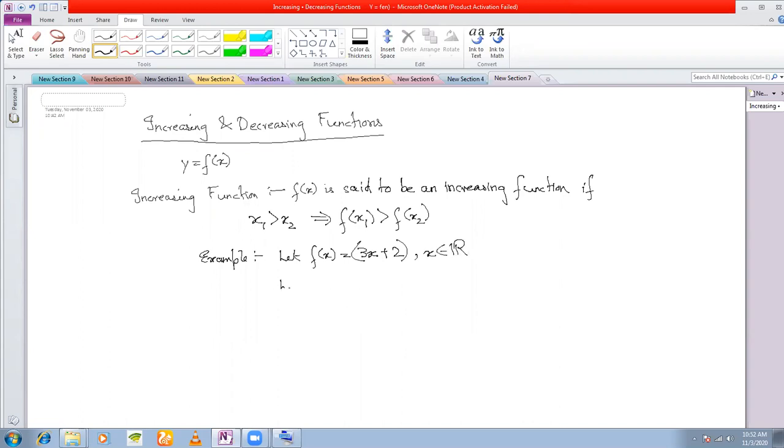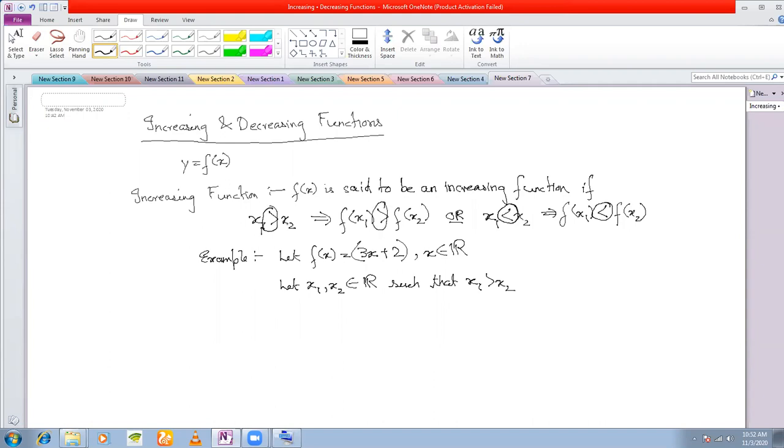Suppose I take two values, let x1, x2 be any two real values such that x1 is greater than x2. Another condition for this is, you can also write this as x1 less than x2 implies f(x1) less than f(x2). That means if you take two values, x1 and x2, if you have a less than sign here, there should be a less than sign here also. Then you can say that the function is increasing. Or if you have greater than sign here, then you must also have a greater than sign here.